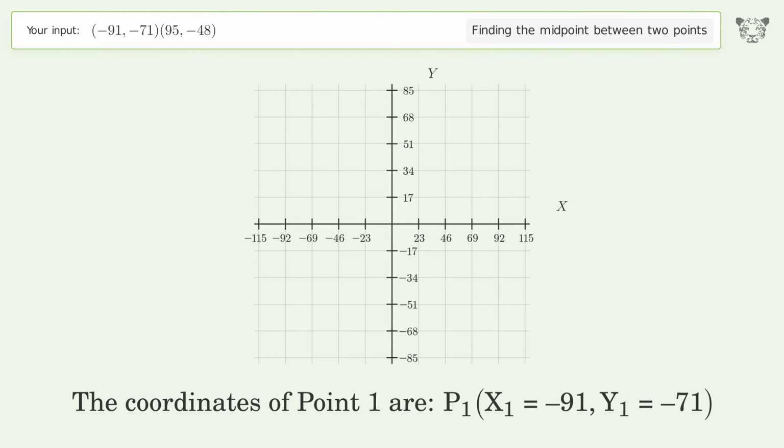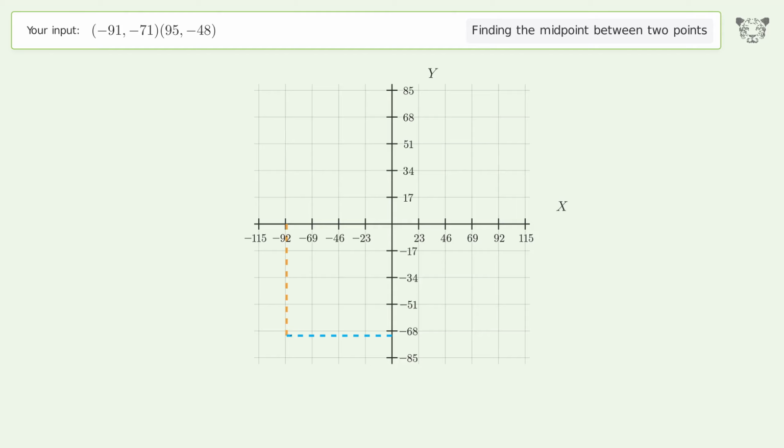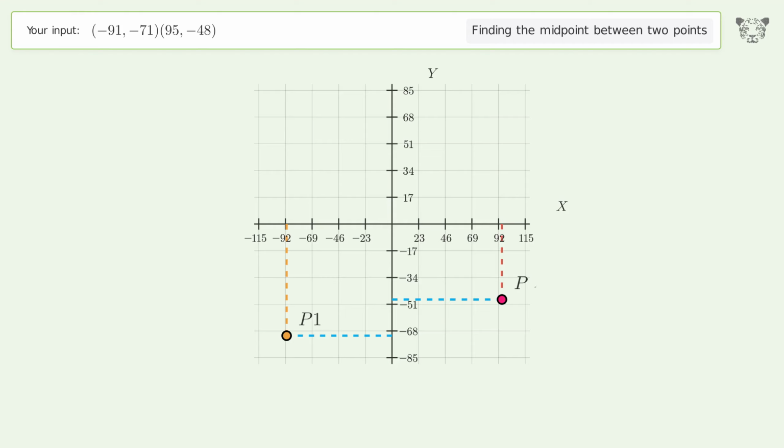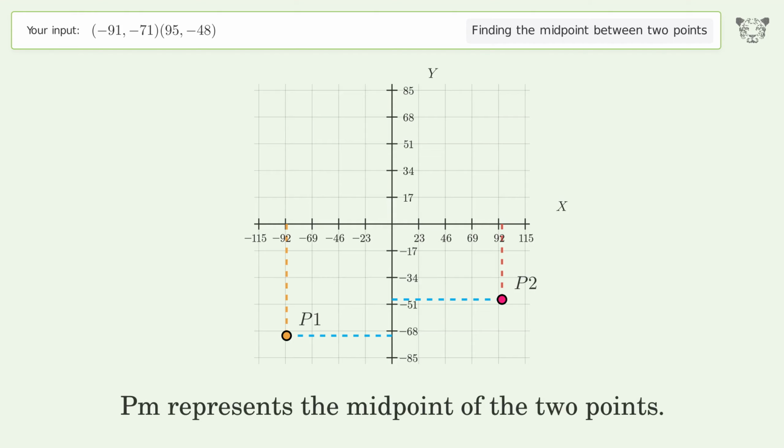The coordinates of point 1 are, x1 equals -91, y1 equals -71. The coordinates of point 2 are, x2 equals 95, y2 equals -48. PM represents the midpoint of the 2 points.